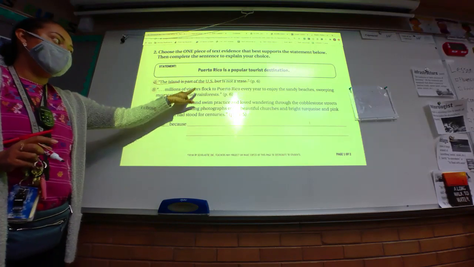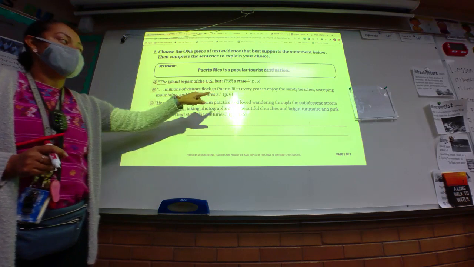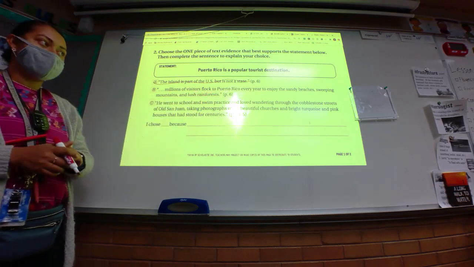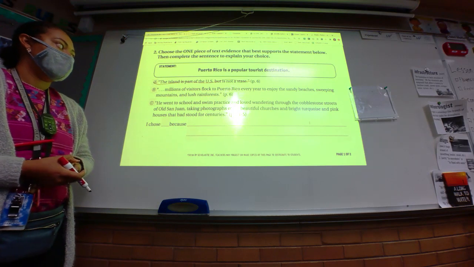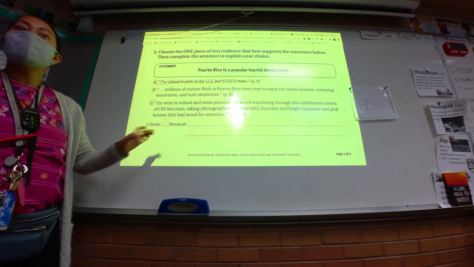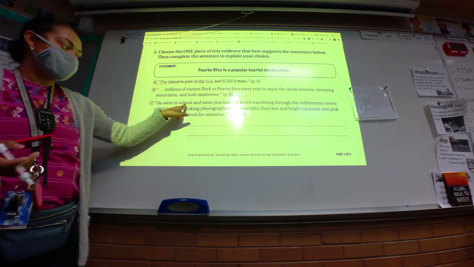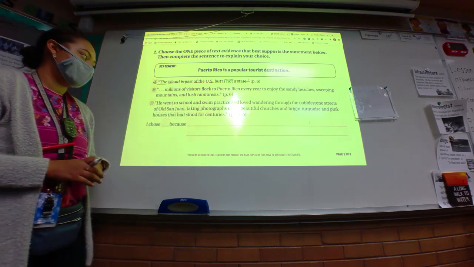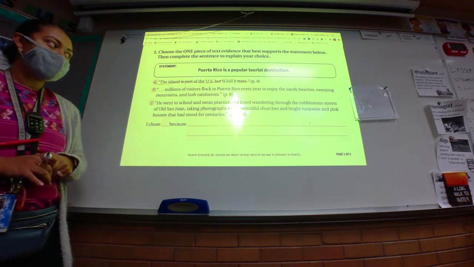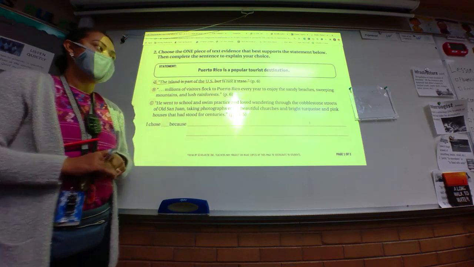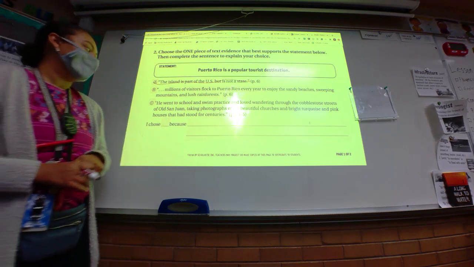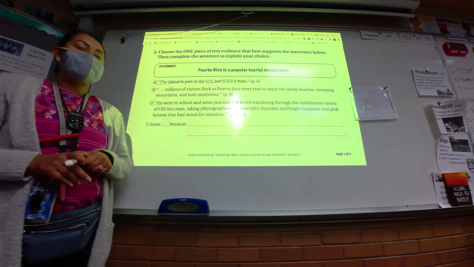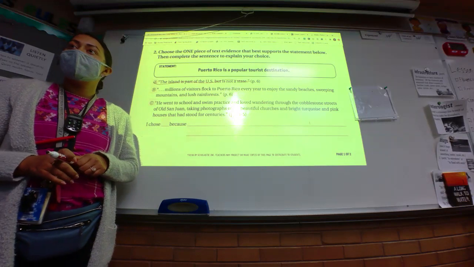B, millions of visitors flock to Puerto Rico every year to enjoy the sandy beaches, sweeping mountains, and lush rainforests. Maybe. Yes, B. C, he went to school and swim practiced, and he loved wandering through the cobblestone streets of Old San Juan, taking photographs of the beautiful churches and bright turquoise and pink houses that had stood for centuries. Okay, what do you think?